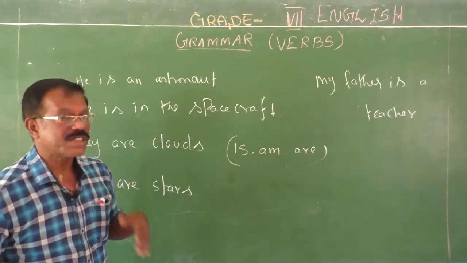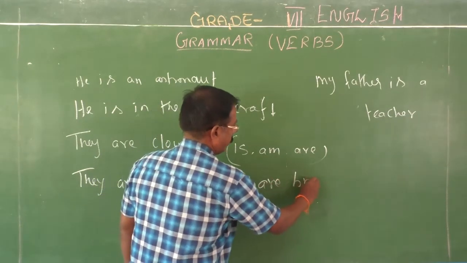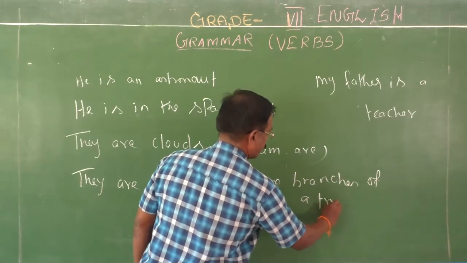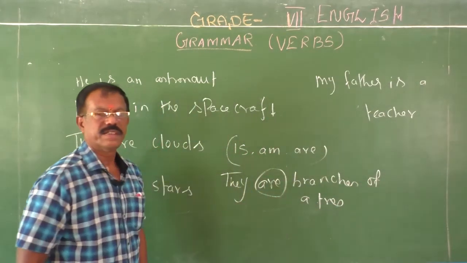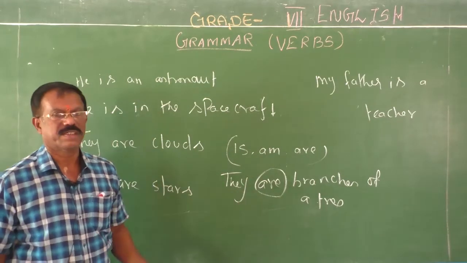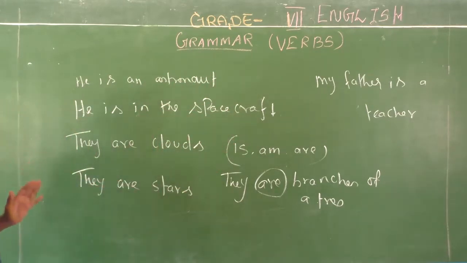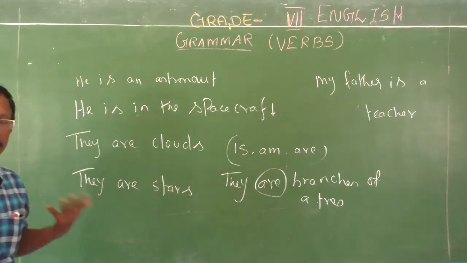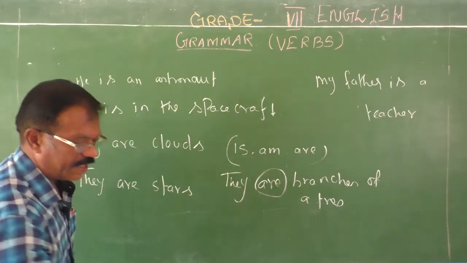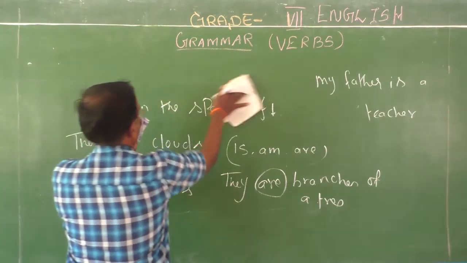They are the branches of the trees. See, they are branches of a tree. See, are is a verb. It shows the position. They are birds. The birds are on the branches of a tree. You can give a number of sentences like this to understand one of the important functions of a verb. Okay, children? Nice. Now, I will give you some more sentences to explain the second important function of a verb.